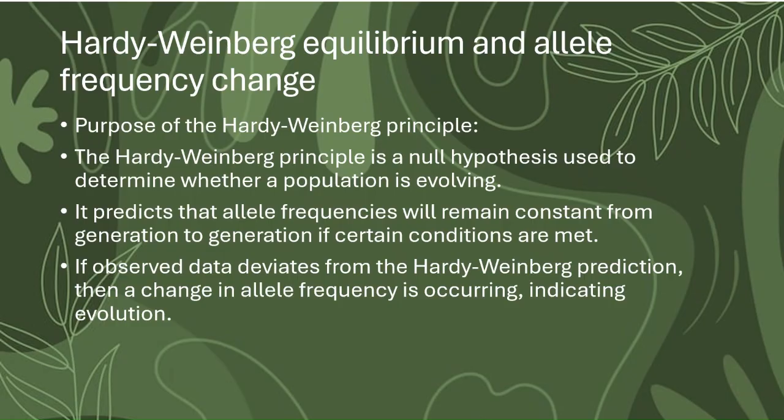So the Hardy-Weinberg principle is a null hypothesis used to determine whether a population is evolving. It predicts that allele frequencies will remain constant from generation to generation if certain conditions are met. So if observed data deviates from the Hardy-Weinberg prediction, then a change in allele frequency is occurring, indicating evolution.